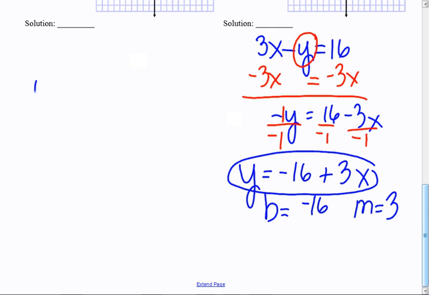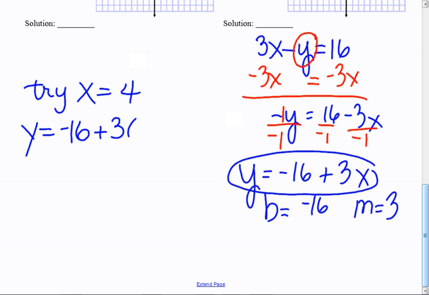So let's try x equal to 4. When x is 4, I can find the y value. I don't have to put in 0. The y-intercept, x is 0. I don't have to do that. I can take any point on the line, which is nice because it's a nice little preview for how we'll be doing things later on. So y equals negative 16 plus 12. What's the y coordinate?